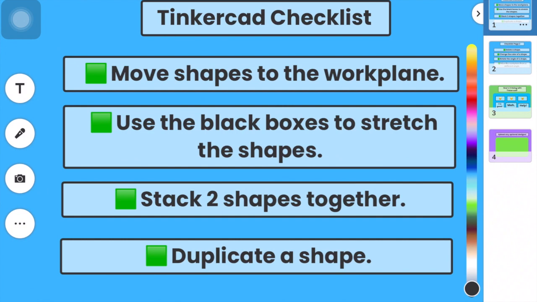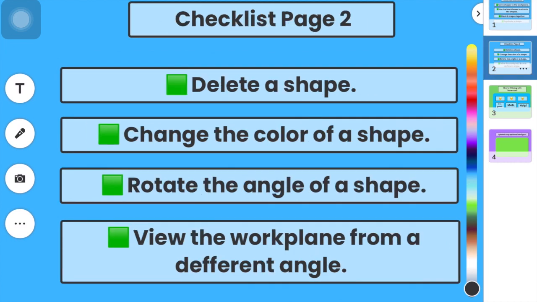Once you are done tinkering in TinkerCAD, here is your checklist. Go ahead and once you've completed each of these tasks, just make a check or an X in each of the green boxes. Go through each one of these that are in the video, with duplicating, with moving the shapes into the work plane, stacking them together, and so on. On page 2, there are more steps. These, again, were also all listed in the video, with deleting and rotating the angles of the shapes and everything.